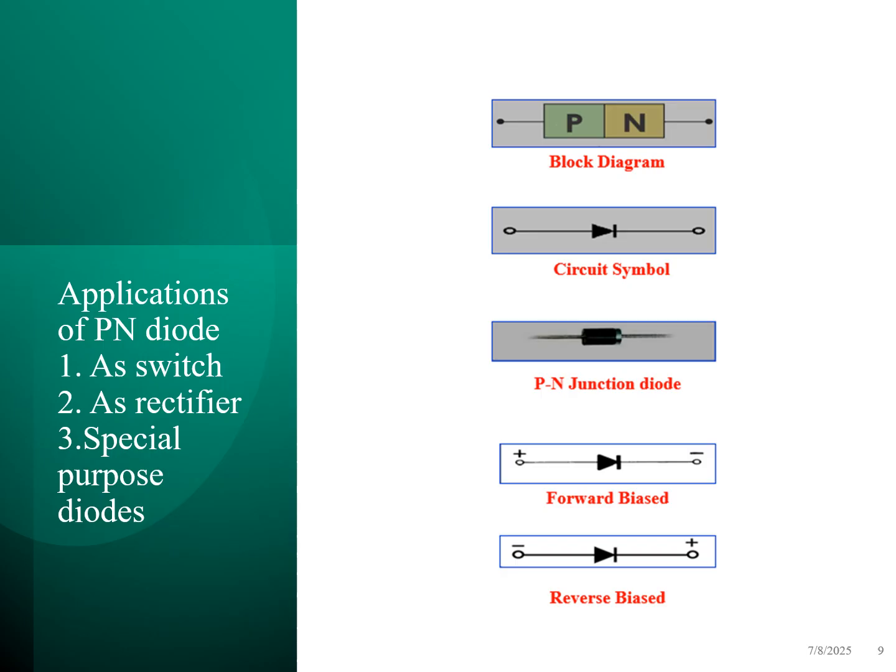How can we represent the diode in forward bias? It means the positive terminal to the p-type, negative terminal to the n-type. In reverse bias, negative terminal to the p-type and positive terminal to the n-type. So what are the applications of the diode?